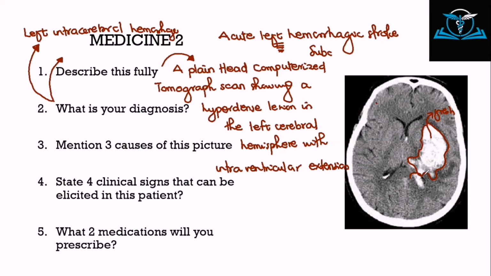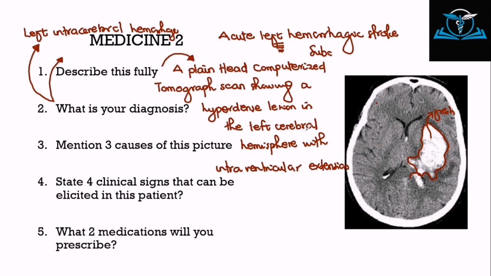Okay, what's your diagnosis? Don't just say hemorrhagic stroke. Of course, it's a hemorrhagic stroke, but you can have an acute hemorrhagic stroke and then what? A subacute hemorrhagic stroke. And I'm saying that what makes it acute is the fact that the blood has a similar intensity as the skull, the bone. Okay, white, and so that's an acute, and it's a left hemorrhagic stroke.